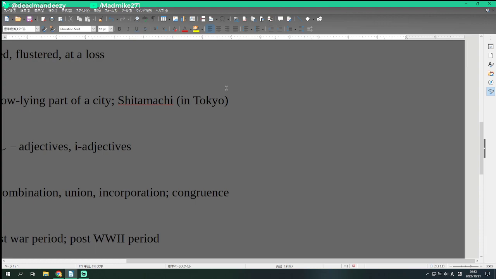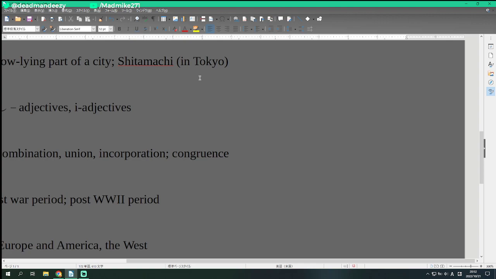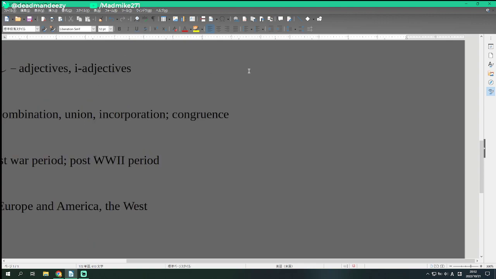Doing something confusedly, flustered, or at a loss is mago mago. Mago mago, all hiragana. The low-lying part of a city is shitamachi. Shita on the left side for under and machi on the right side for city. Shitamachi is the low-lying part of a city.